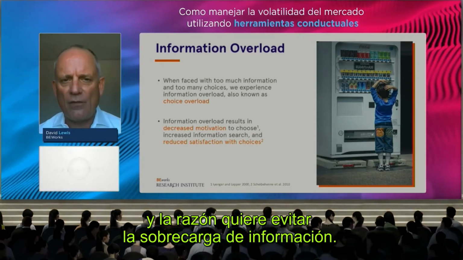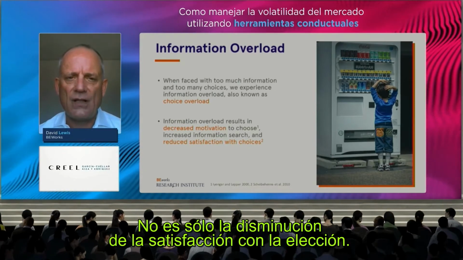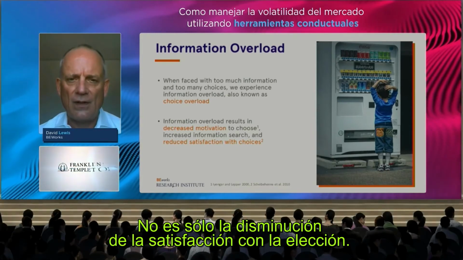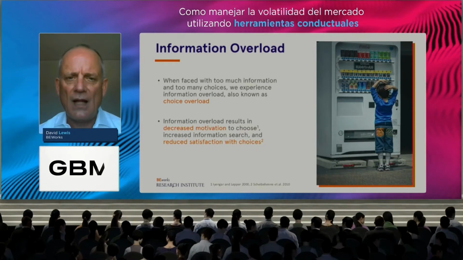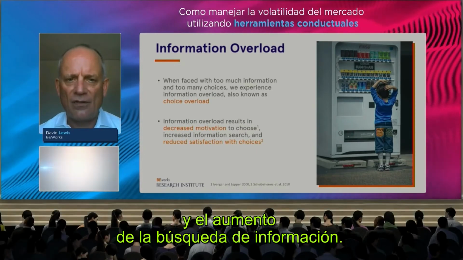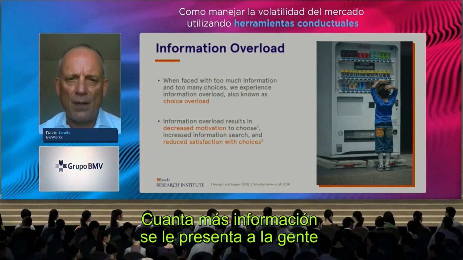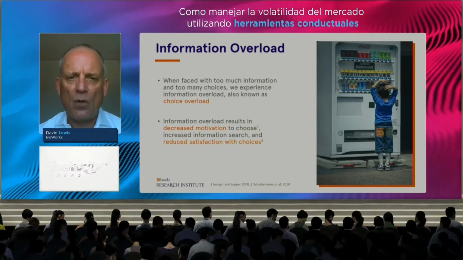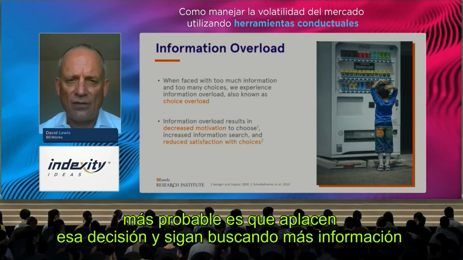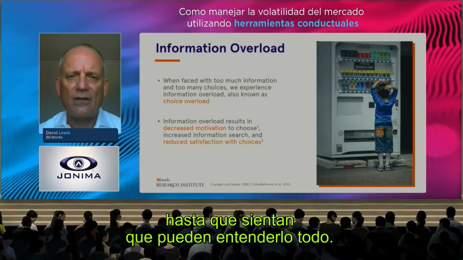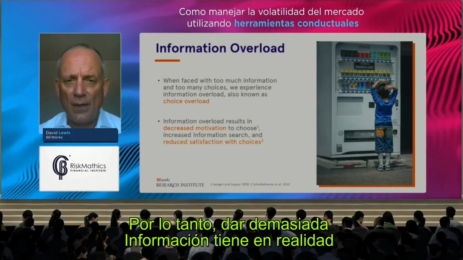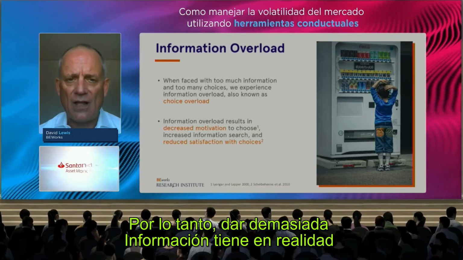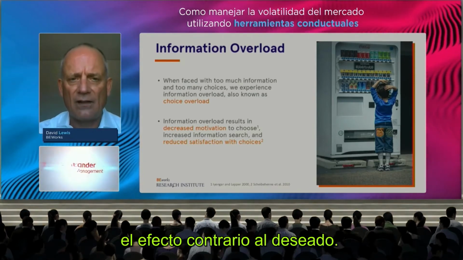And the reason why you want to avoid information overload, it's not just decreased satisfaction with choice. The other effect is decreased motivation to choose and an increase in information search. The more information that people are presented with, the more likely they are to defer that decision and keep looking for more information until they feel that they can understand it all. Therefore, giving too much information actually has the opposite of the intended effect.